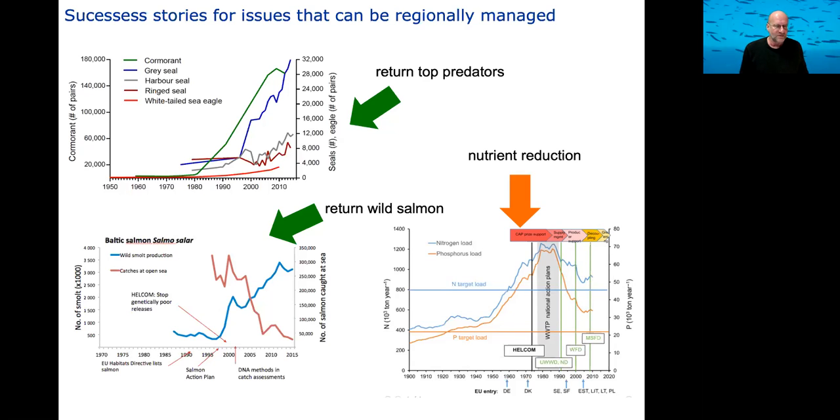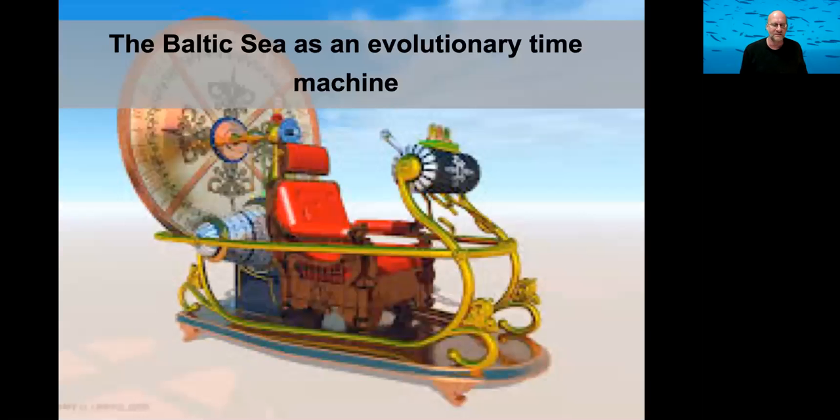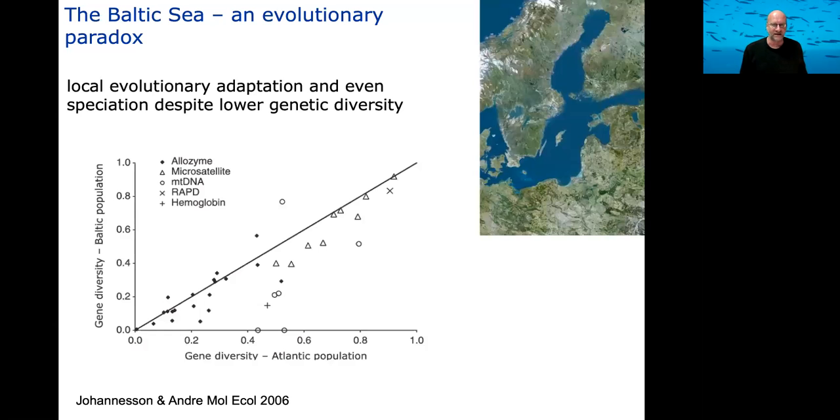So now I hope I have briefly shown you the very particular selection environment of the Baltic Sea. Now let me introduce to you the Baltic as the evolutionary time machine, which is actually the title of my lecture today. So if you look at the Baltic, it's for all marine organisms a dead end. And it's also, compared to the open North Atlantic, for example, a relatively small marine area.